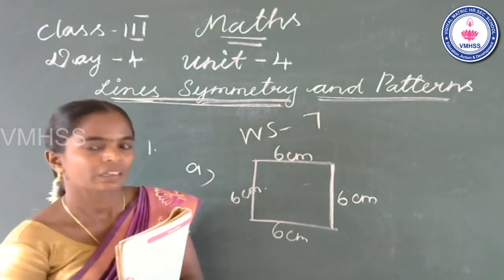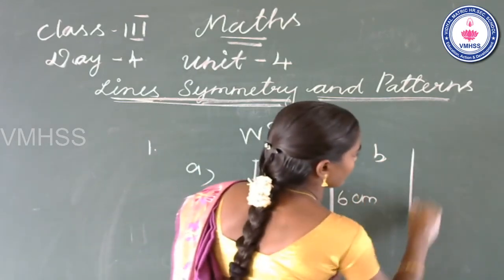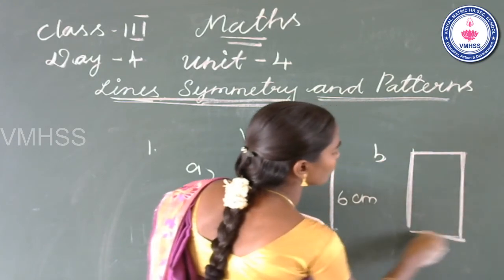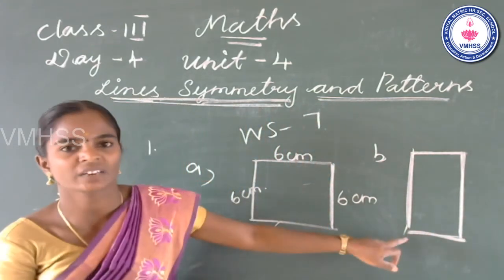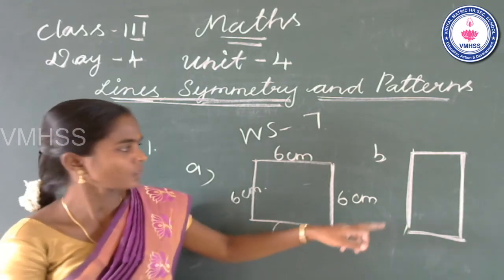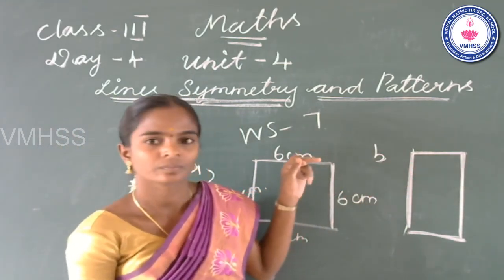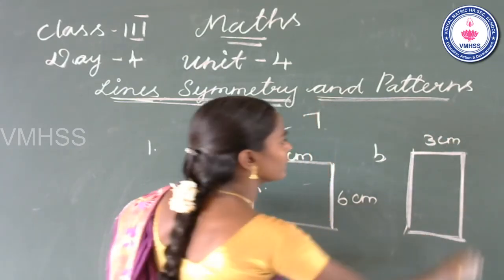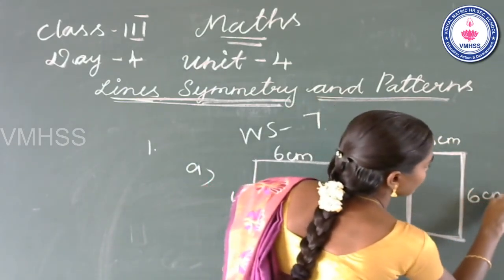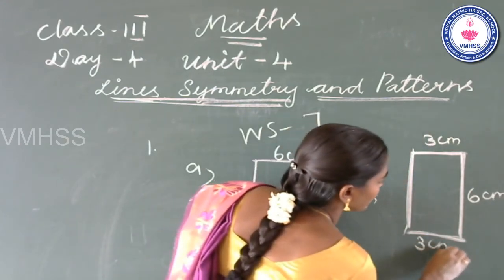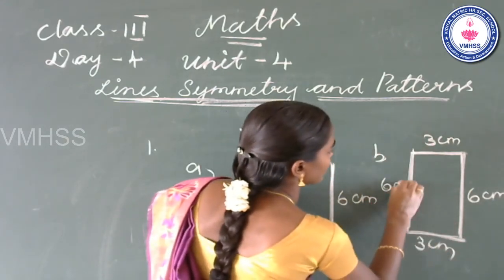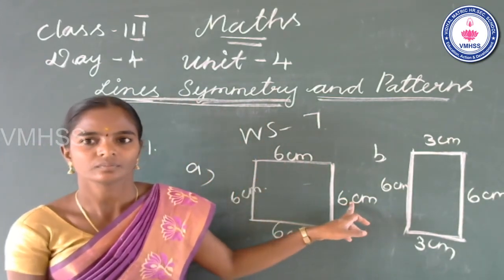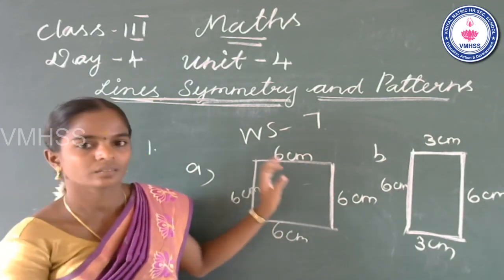Students, next one rectangle shape is given. Children, take the ruler and measure the length. What is the length? This side is 3 centimeter. Next this side 6 centimeter. Next this side 3 centimeter. Next side 6 centimeter. Is it clear? Write the answer.